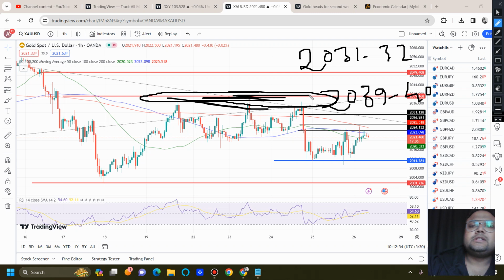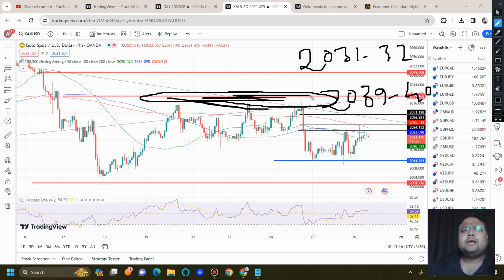That will be a different scenario. But as of now, 2039-40 seems to be a strong resistance. If the market reverses, we can look for a sell. Volume of the market will be very important, because see, one level from where we can take a sell also, from where we can take a buy also, isn't it? So volume of the market will be very, very important.